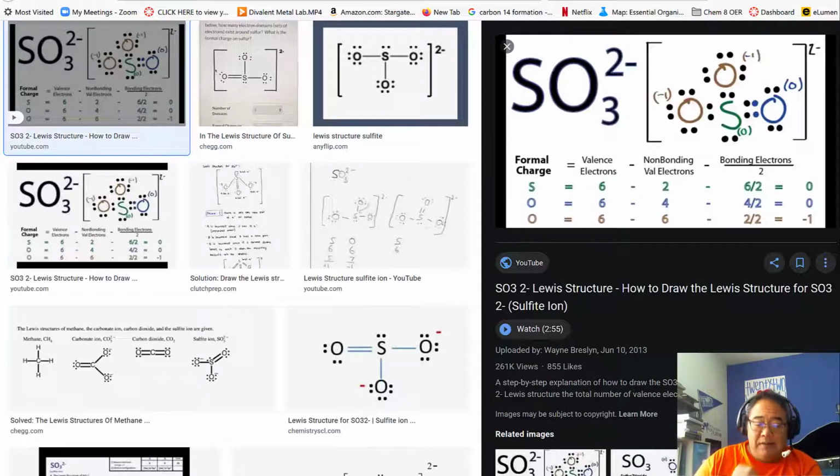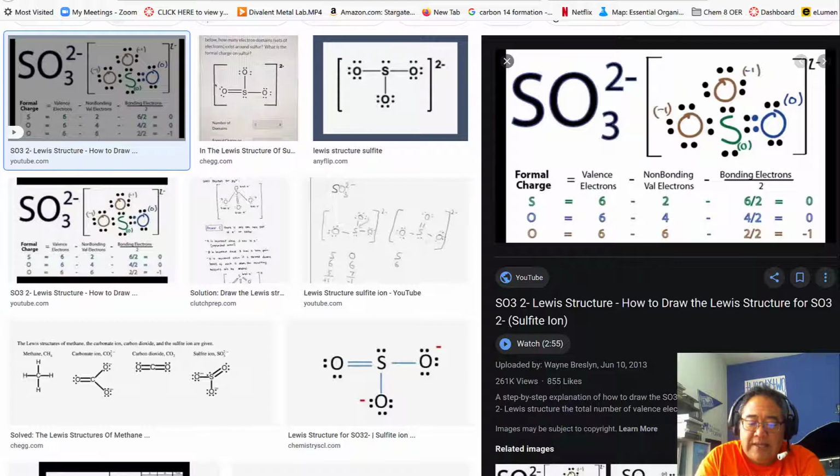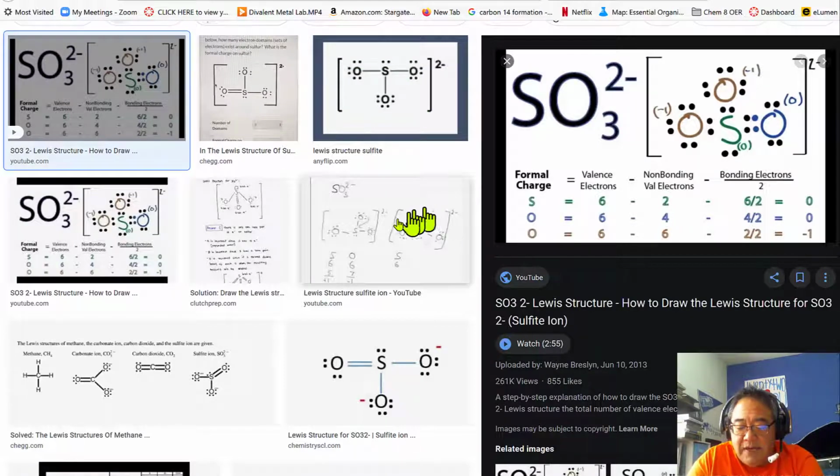I Googled sulfite Lewis structure, and look at all the different kinds of structures I got. I got some that in fact have just what we drew, right? And then I have some that have double bonds on the central atom. Don't use those. That's all I can tell you. If you're trying to check yourself, this is using rules that you're not learning. I want you to learn how we do it in this class, and that's what I'll be checking you on.